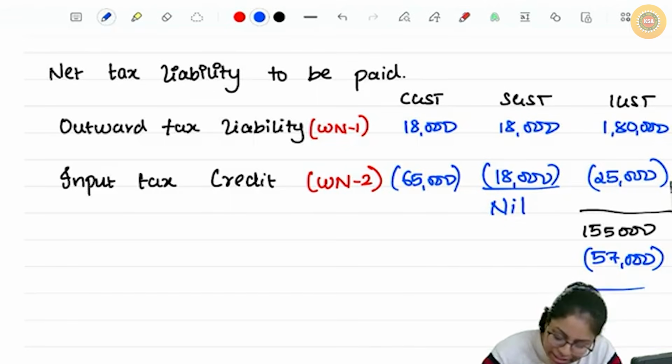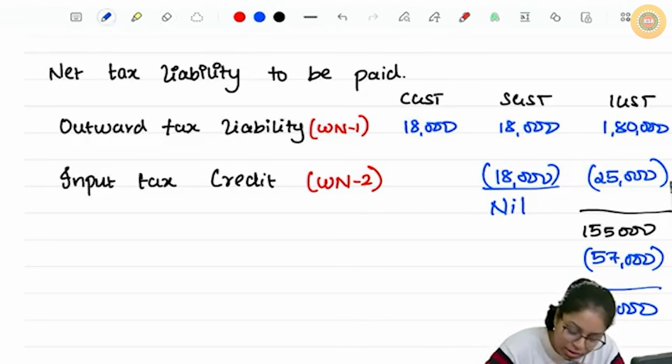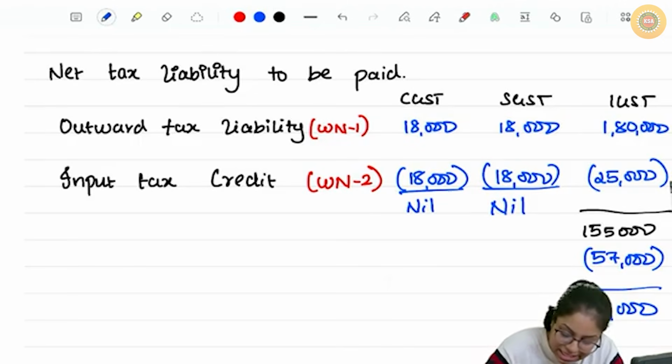Even after using that, how much am I getting? 1,55,000 minus 57,000, which is 98,000. Okay, let's see if we have some excess here. Yes, CGST 18,000 is the only outward tax liability. How much ITC do I have? 65,000. So 65,000 minus 18,000, I have 47,000 excess. So you can subtract the entire 18,000. CGST is nil. The 47,000 I will utilize here. How much am I getting?